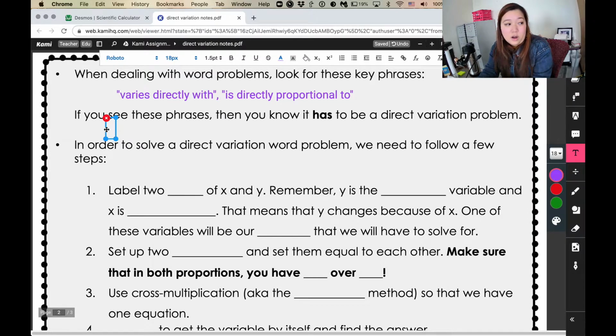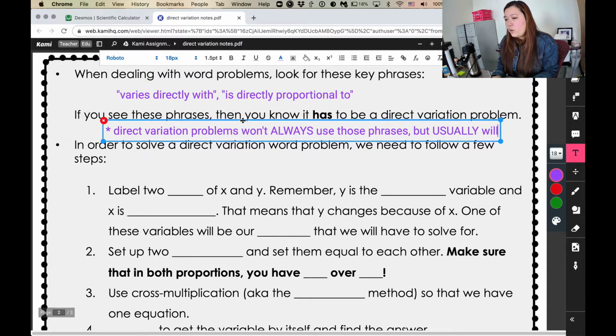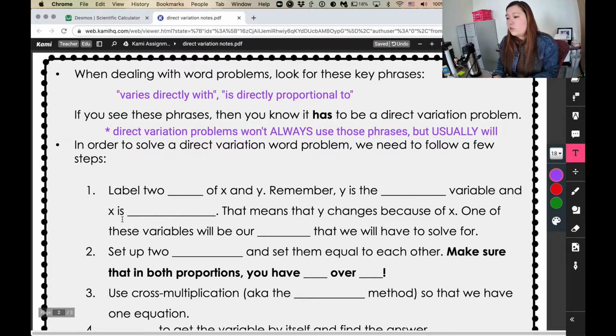Now, that's not always the case. Sometimes they don't have that. So direct variation problems won't always use those phrases, but usually will. And I'll put that here. So from time to time on a worksheet, you'll see a problem where you can kind of tell from the setup that it's direct variation, but they might not use those two phrases. But looking at the STAR test, every direct variation problem that's come up so far in the last couple of years has always used that "varies directly with" phrase, so that's a good one to know.